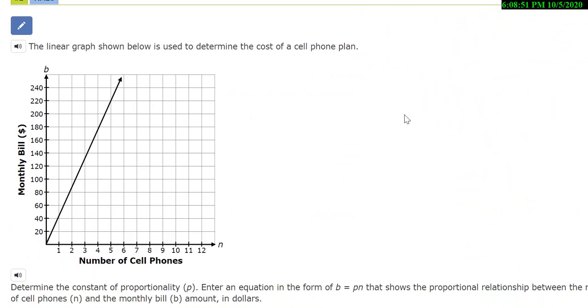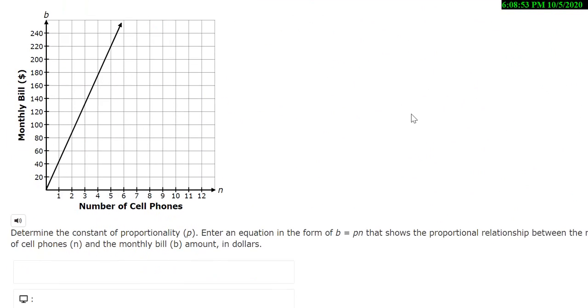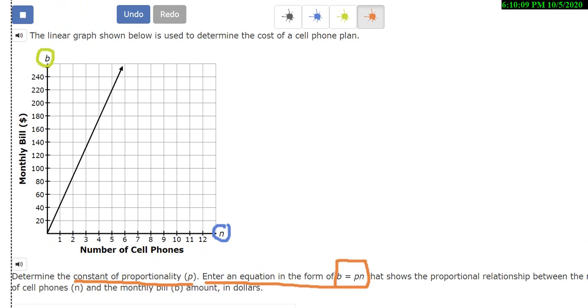All right, let's look at the next one. Very similar to it. This one says the linear graph shown, linear means a straight line, is used to determine the cost of a cell phone plan. Here's the number of cell phone calls, and they use the letter N, monthly bill, and they use B for bill. What are we supposed to find? Determine the constant of proportionality, and then enter an equation.